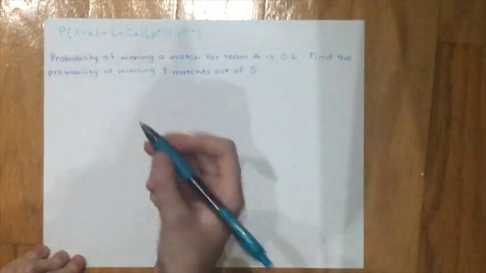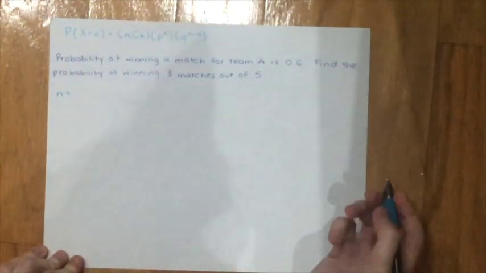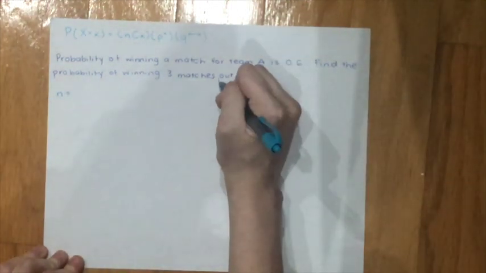A different kind of example, but it's also binomial distribution. I just changed the context a little bit. Okay, here we have the formula again. The first step, as I said before, is to find our variables. Here it says, the probability of winning a match for team A is 0.6. Find the probability of winning 3 matches out of 5. Here is the key, out of 5.